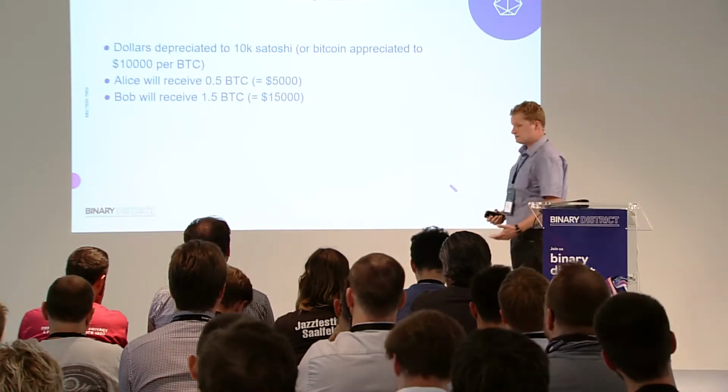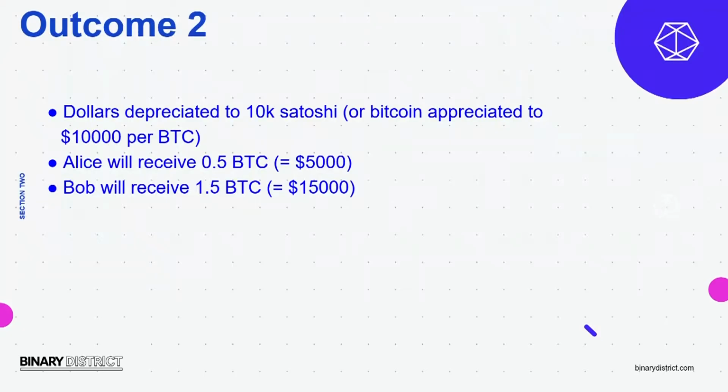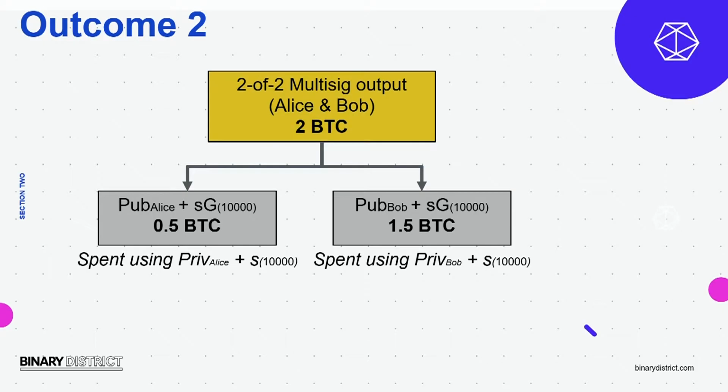Now the other option is that the dollar depreciated, which means that Bitcoin became worth more. So Alice will receive 0.5 Bitcoin. So she forfeits half a Bitcoin to Bob. Bob now has 1.5, but she still has $5,000, which was the idea of the whole setup. And Bob now has $15,000 worth of Bitcoin. So this is the state commitment for that. So with the signature of 10,000, Alice would get 0.5.